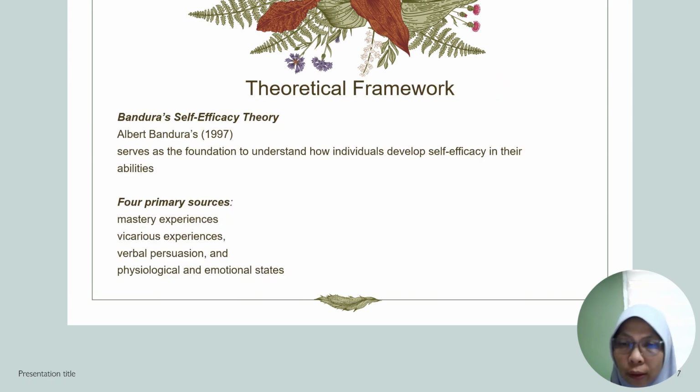Okay, based on this, in order to understand this, we have to see the underpinning theories that lie behind. So we focus on two theories: Bandura's self-efficacy theory by Albert Bandura. This theory serves as a foundation to understand how individuals develop self-efficacy in their abilities. And based on this theory, there are four primary sources that Bandura focuses on. One is mastery experiences, vicarious experiences, verbal persuasion, and physiological and emotional states.